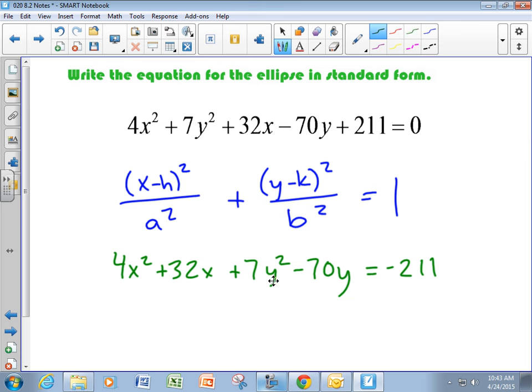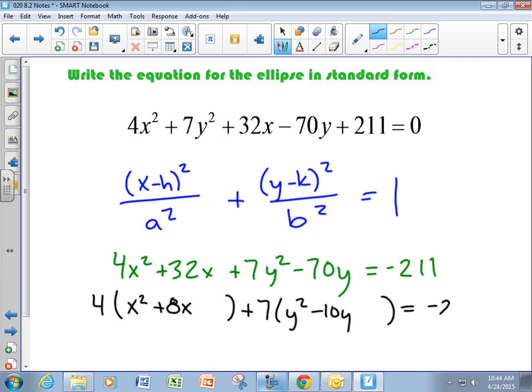Because the a value in front of these squared terms is not 1, I cannot complete the square yet. So I'm going to pull the 4 out of my x's. So I have 4 times (x squared plus 8x). Now I'm going to leave a space so that I can come back and complete the square. I'm going to pull a 7 out of my y's, leaving a blank so I can come back and complete the square.